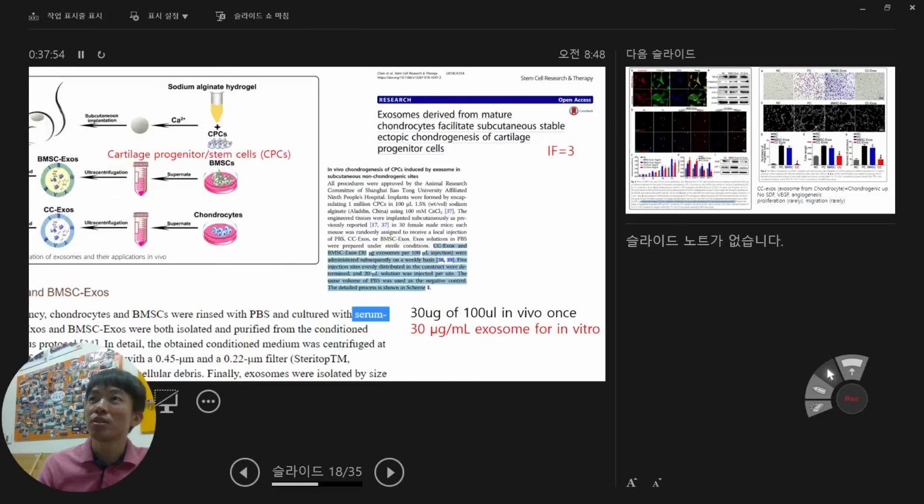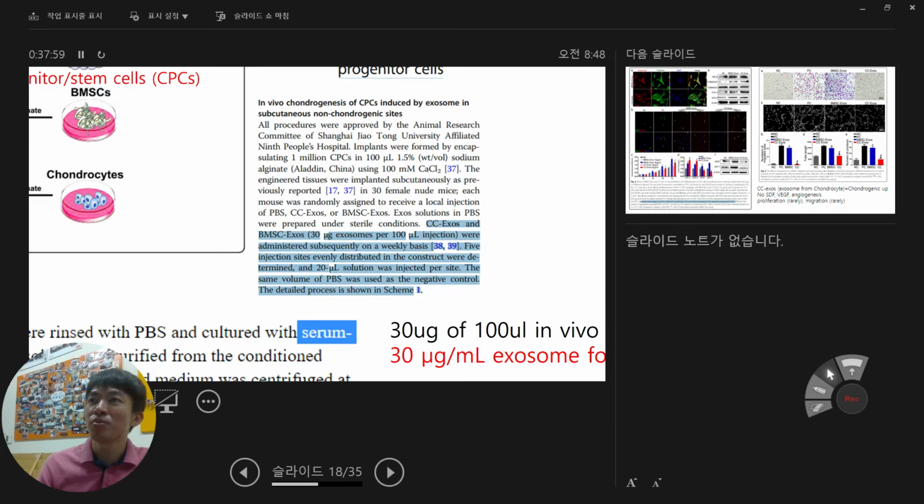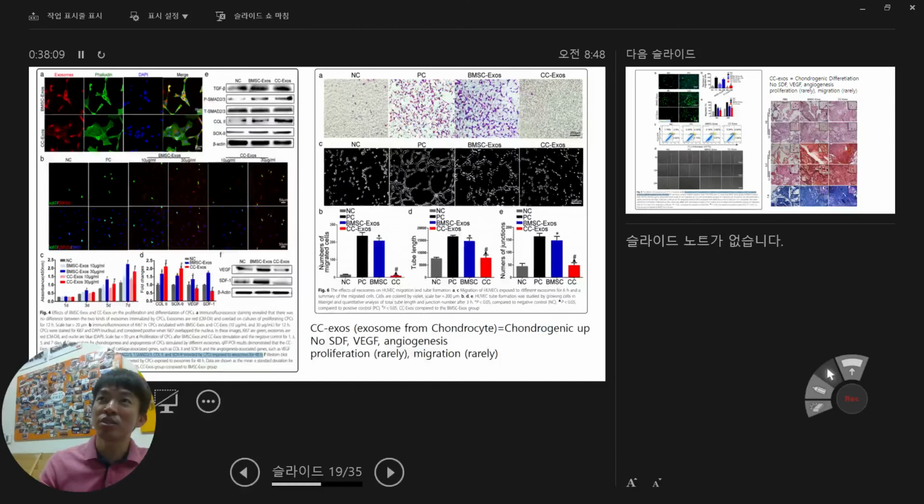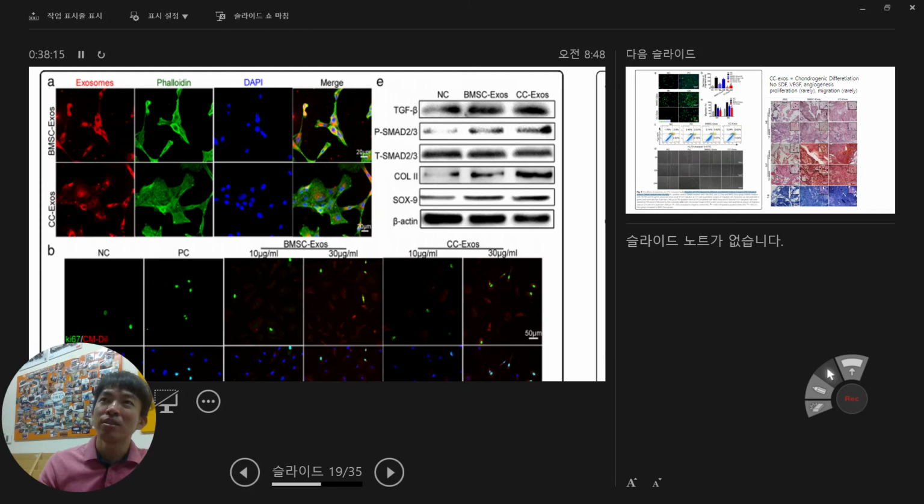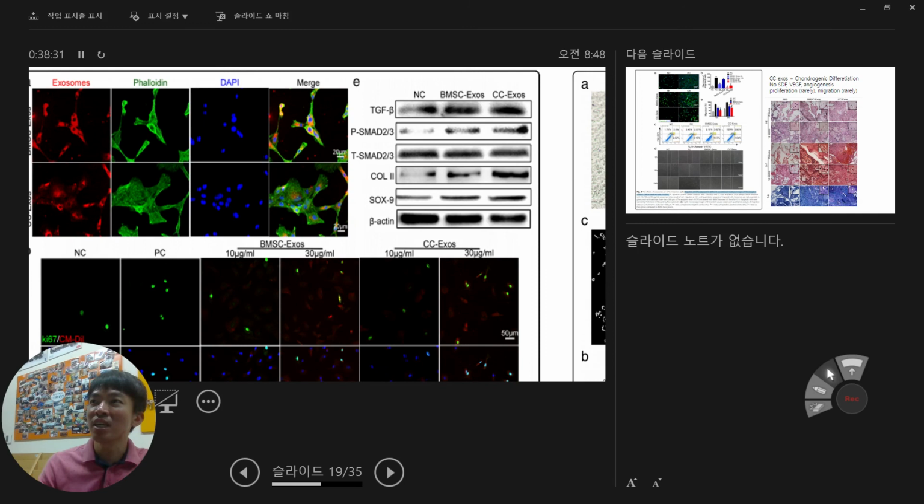In here, this per ml of injection is on a weekly basis, per week. So let's see the result. This is very interesting. They confirm their exosomes after dyeing; exosomes from bone marrow and chondrocyte are similarly merging. And then TGF-beta level, SMAD, collagen 2 and SOX9 show not much change, but SOX9 and collagen 2 are a little increased in the chondrocyte exosome, while the other three things are similar.